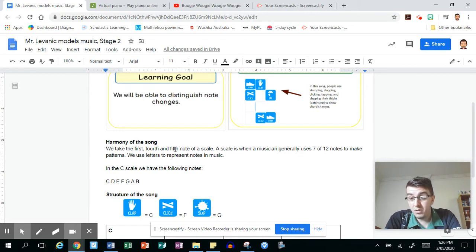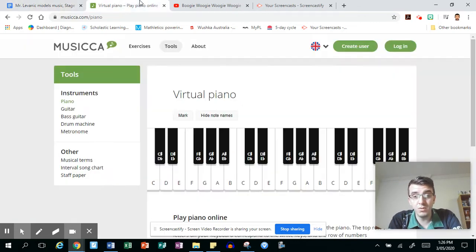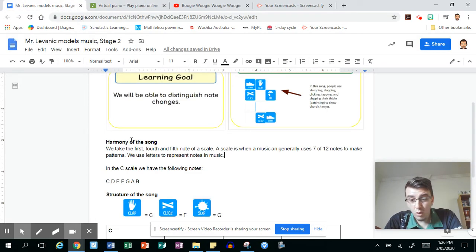And a scale is when we use generally seven of those notes. So these notes here, we can take usually about seven that work really well together, and we use them to make the harmony. So a scale is when a musician generally uses seven of 12 notes to make patterns. We use letters to represent notes in music. So we're going to look at the C major scale, because that's part of our Boogie Woogie Woogie Woogie Boogie.